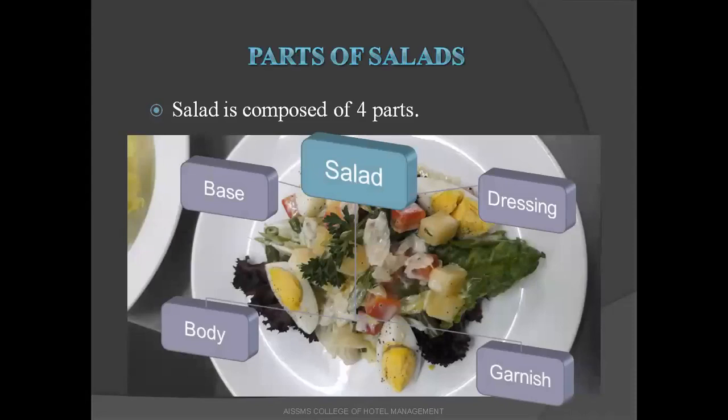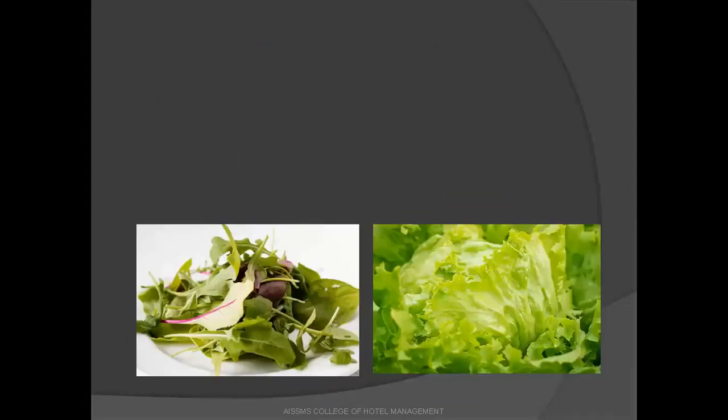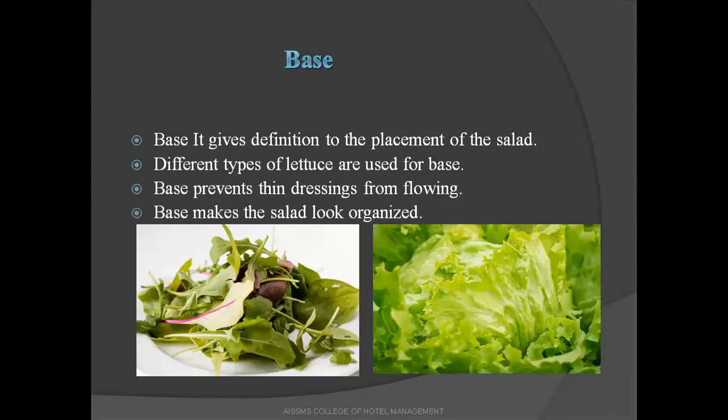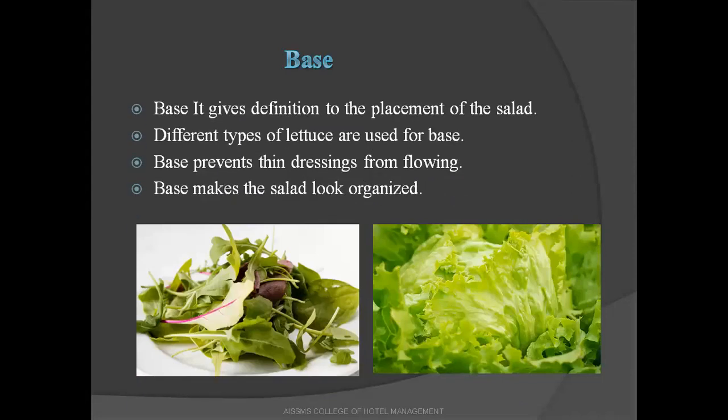Let's see these parts one by one, starting with the base. So what is the base of a salad? The base gives definition to the placement of the salad. Different types of lettuce are used for the base. The base prevents thin dressing from flowing out of the plate. The base makes the salad look organized. As you can see, there are 2 examples of salad lettuce leaves in the picture. One is green lettuce and the other one is mixed color lettuce. Let's move on to the next part of the salad.